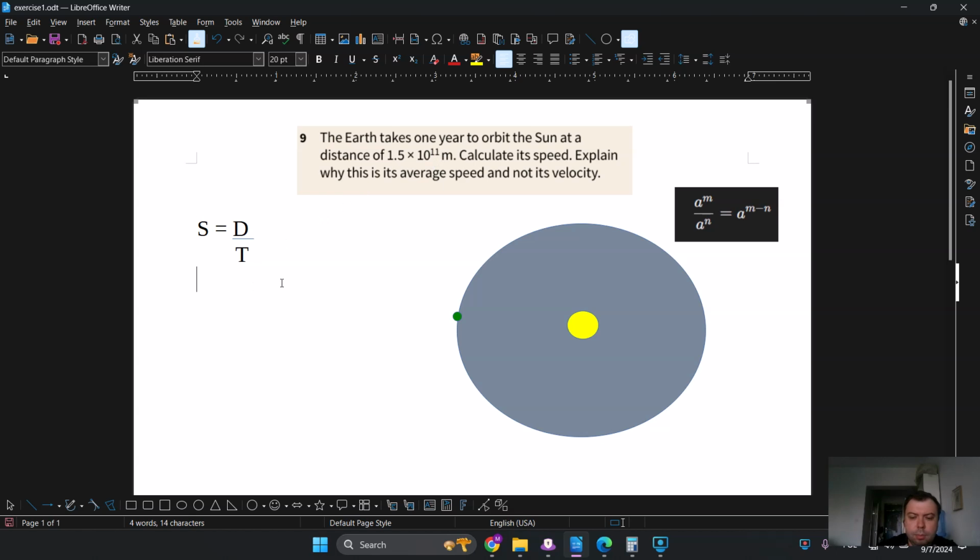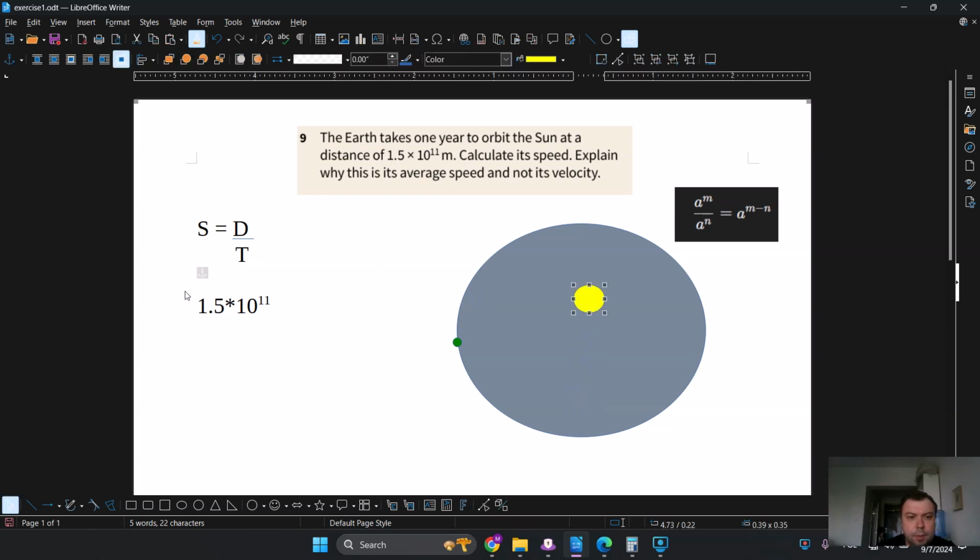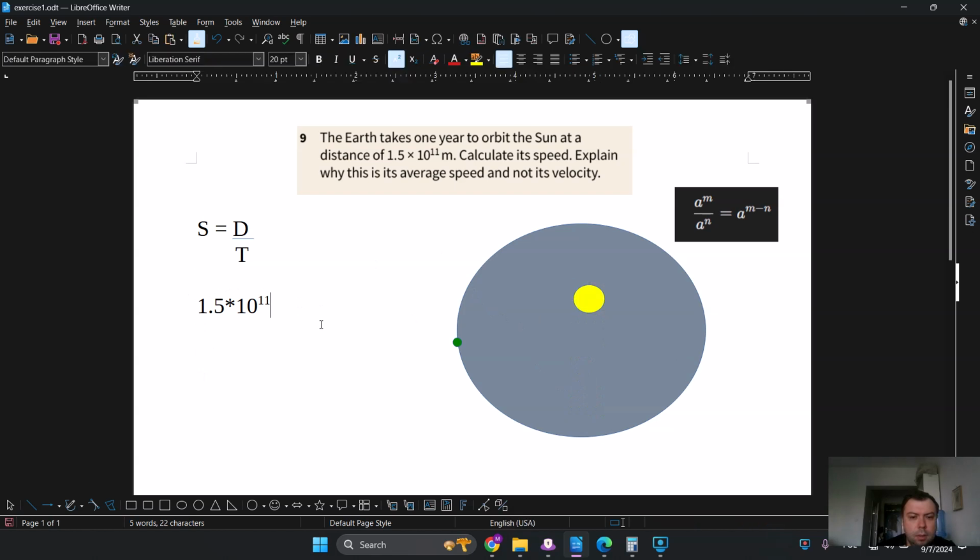Okay, so we might think that we should do it like this, right? We could type 1.5 times 10 to the power of 11, right? My sun, this is my sun here. And we should divide it by the time. But this is not the total distance.